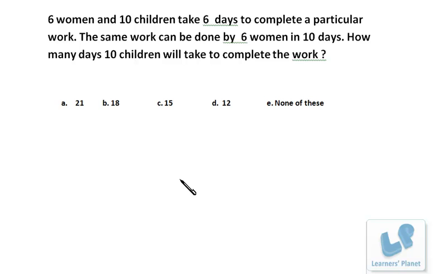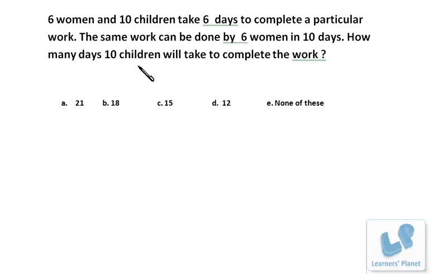Hello friends. In this session, I am solving a query sent by a student. The problem is based on time and work, a very basic problem. 6 women and 10 children take 6 days to complete a particular work. The same work can be done by 6 women in 10 days. How many days will 10 children take to complete the work?